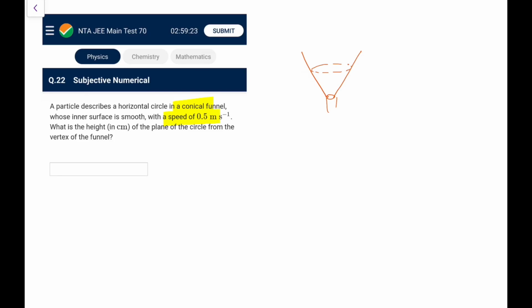Because it is smooth, the normal force would be this and the weight would be mg. Now this is the radius, and let's say this is h. Let me take this angle to be theta. What I can write is N cos theta is mg and N sin theta is equal to mv square by r. From here we get tan theta is equal to v square by rg.